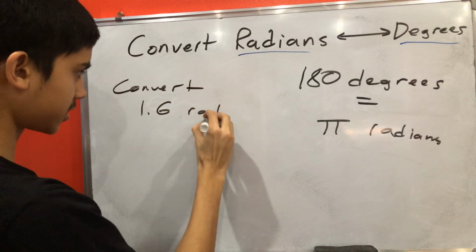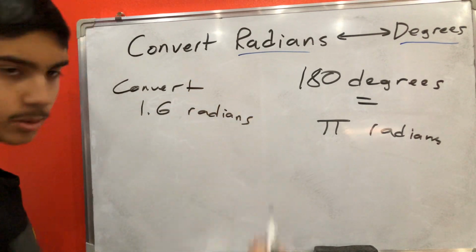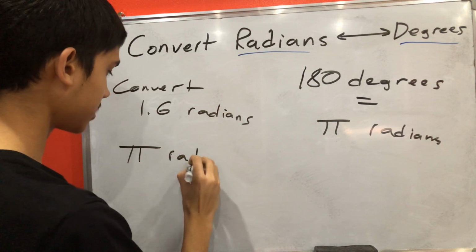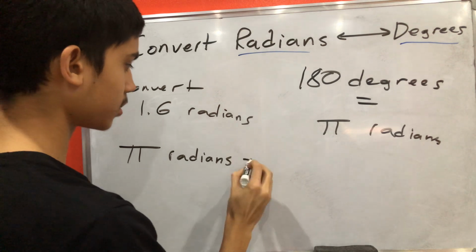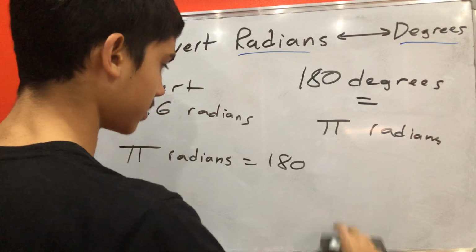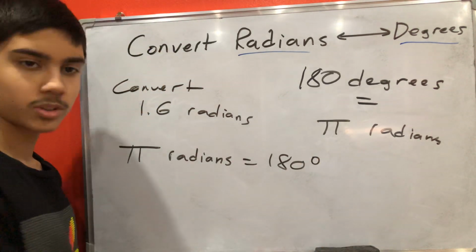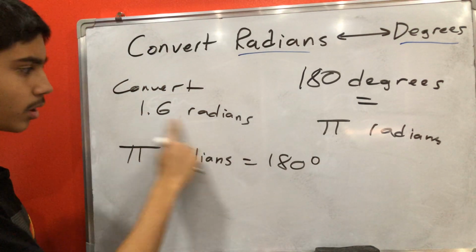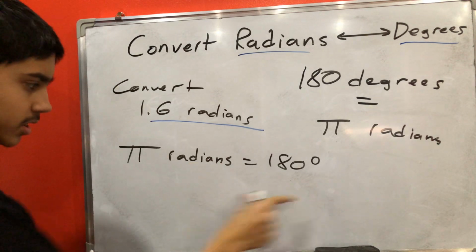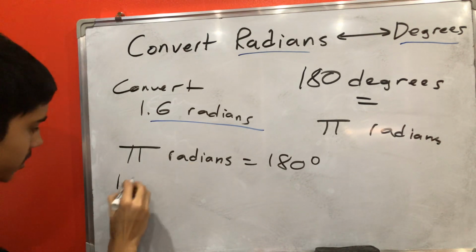Okay, let's convert 1.6 radians to degrees. So how do we do this? First we just write our conversion factor. Pi radians equals 180 degrees, okay? We don't have to put that, we can just put the degree symbol. Then we put our 1.6 radians under wherever it says radians. We don't put it on this side, we put it on this side.